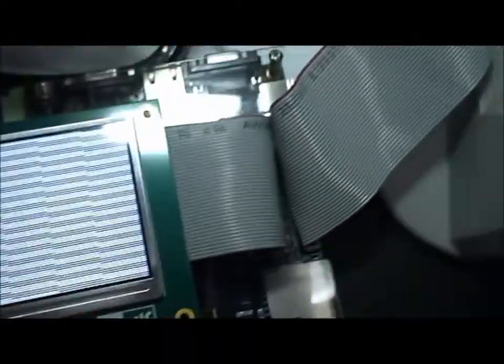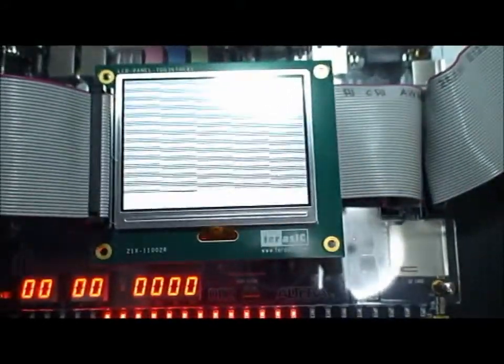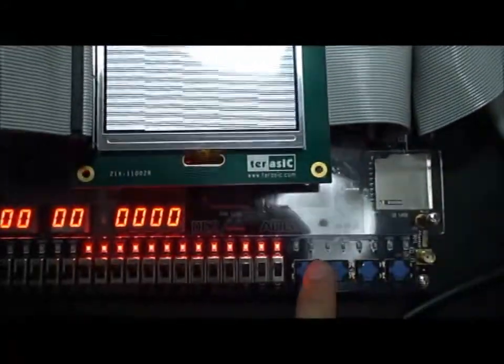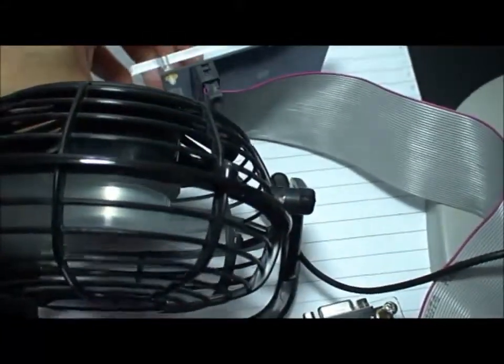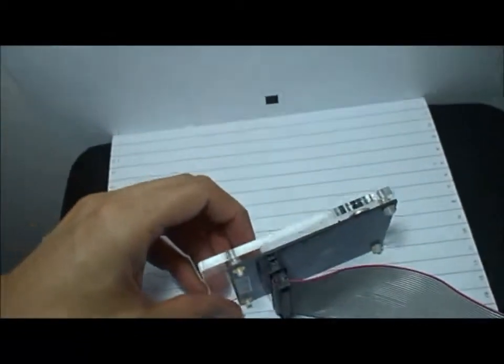I've just downloaded my SOF file into the board, so let us start. Okay, so we raise the camera so that it has a view of the square, so it's a bit hard to adjust.